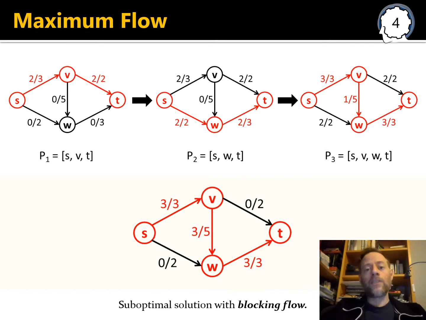So clearly it's not possible to do any better than this, which means that we have here a maximum flow of 5.